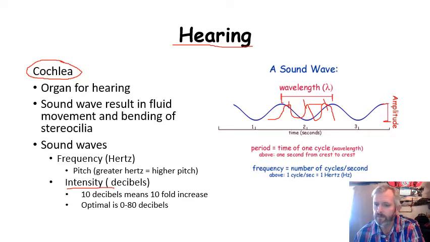All right, and we're going to see our frequency can give us our pitch. So our frequency is going to give us pitch. Amplitude is going to give us intensity or decibels, how loud it is. Okay, those are the two components, but first we have to translate the sound waves into fluid movement in the inner ear to get the bending. The fluid movement is going to cause the bending of the stereocilia.